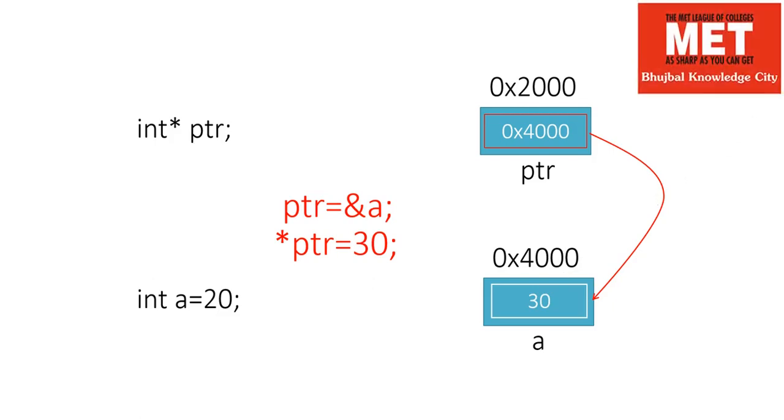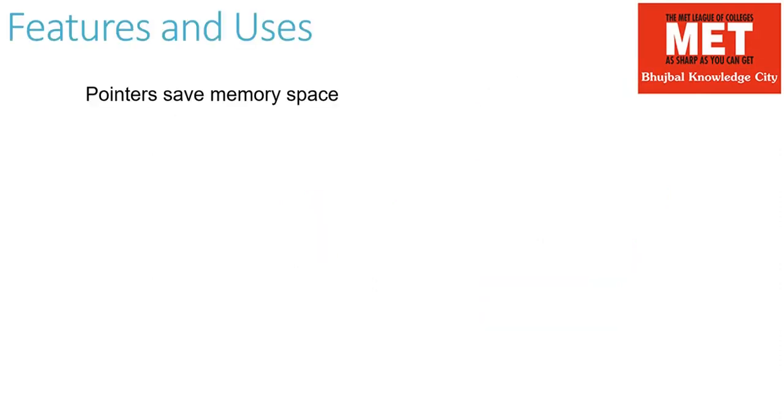Let us see what are the features and uses of pointers. Pointers save memory space. Let's say I want to pass a variable as a parameter to a function. Generally, we have to make a copy of the variable. Instead of sending a copy, we can pass a reference or the address of the variable. This will help us to save memory space.